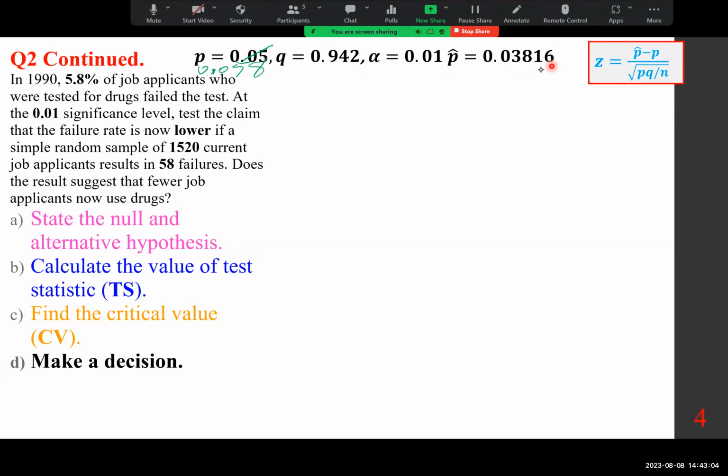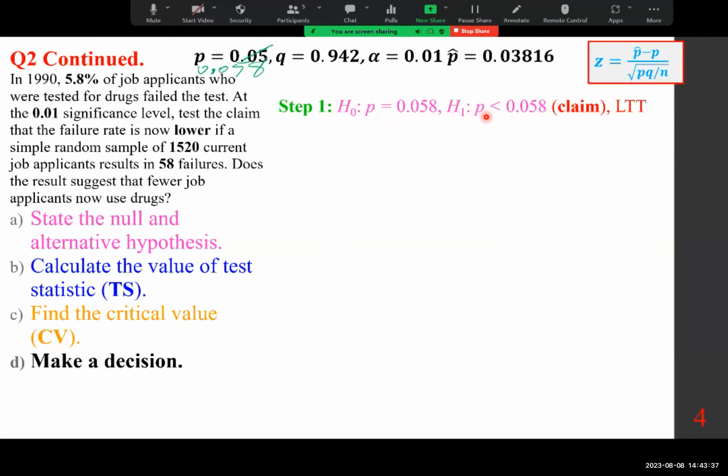Now, the very first step is H0. H0, P equals 0.058. When you write H0 and H1, you have to use population parameter. So you use P, you never use P hat, okay? Now, you always use equality for H0, and you use the inequality for H1. Sometimes they may write greater than or equal here, but equality goes with H0.